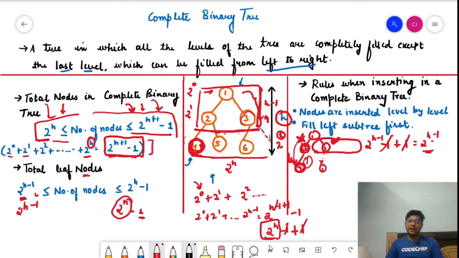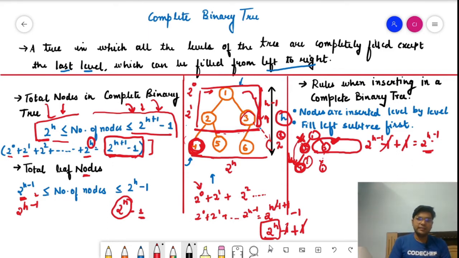And what will be the case where we have all the nodes filled in the last level, right? That would correspond to a perfect binary tree. Perfect binary tree means that we have all the nodes, and each node has two children, except at the last level, obviously, because those are the leaf nodes. Except for that, all the nodes have two children. That will suffice for a perfect binary tree. We'll get into the discussion on that as well.